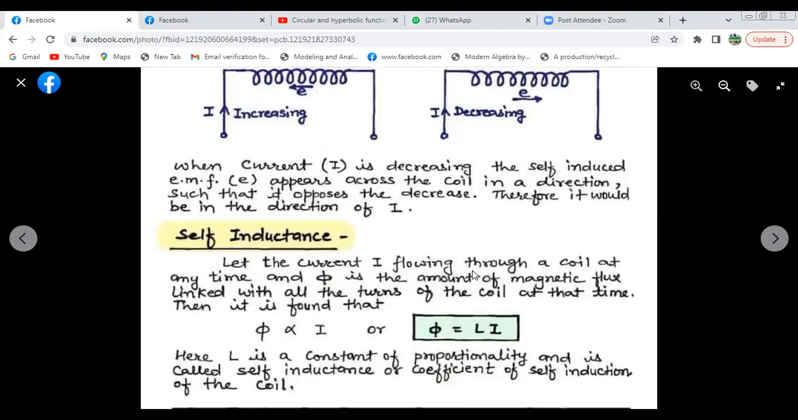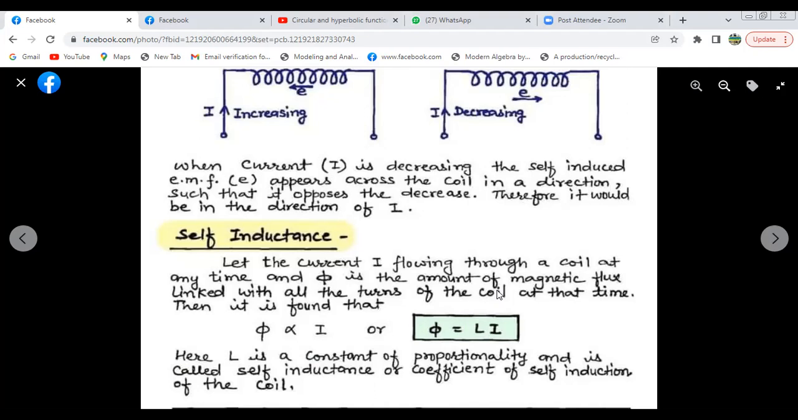Let the current I flow through a coil at any time, and let phi be the magnetic flux linked with all the turns of the coil at that time. It is found that the magnetic flux is proportional to the current I. If the current is increased, then the magnetic flux will be increased. So we get a constant for that: phi equals L I. L is the constant of proportionality and it is called the self-inductance or coefficient of self-induction of the coil.